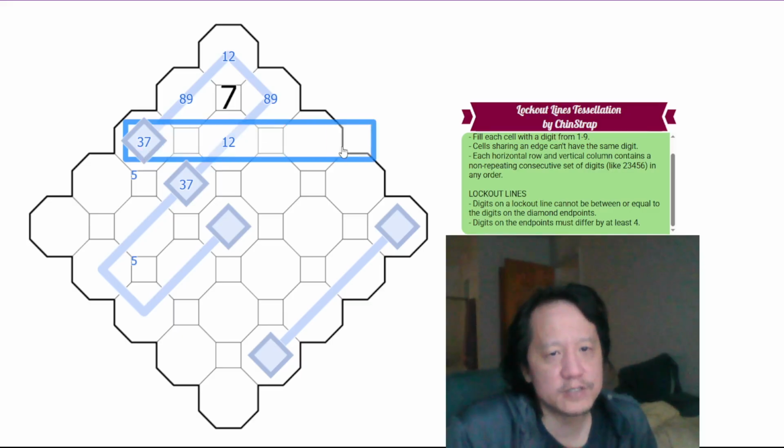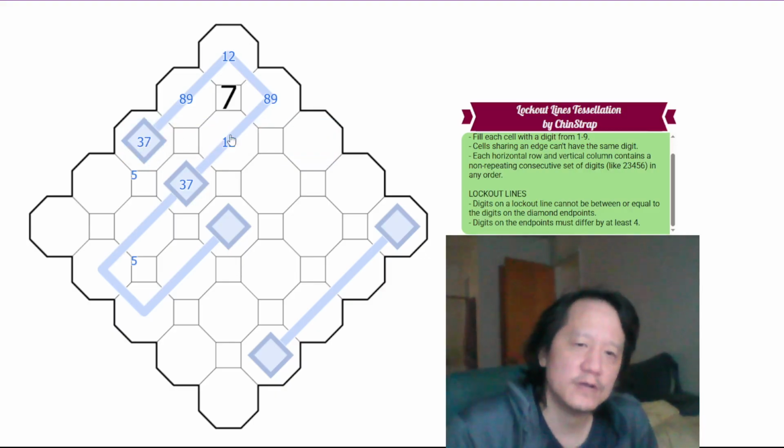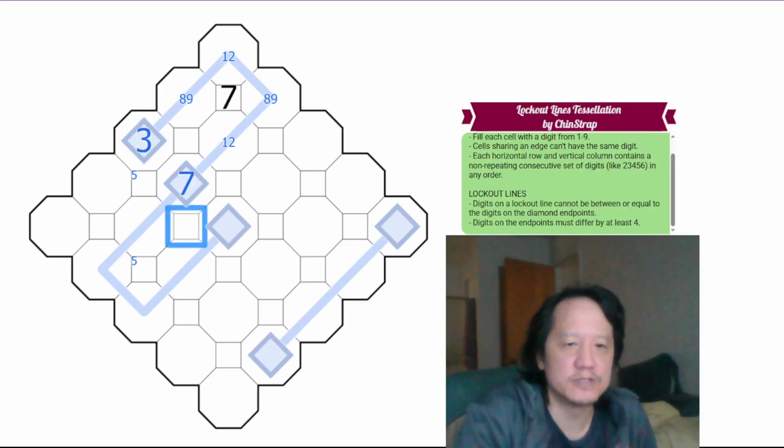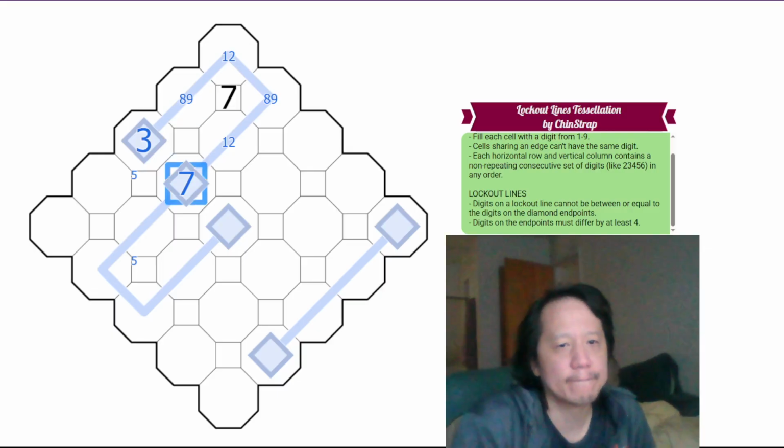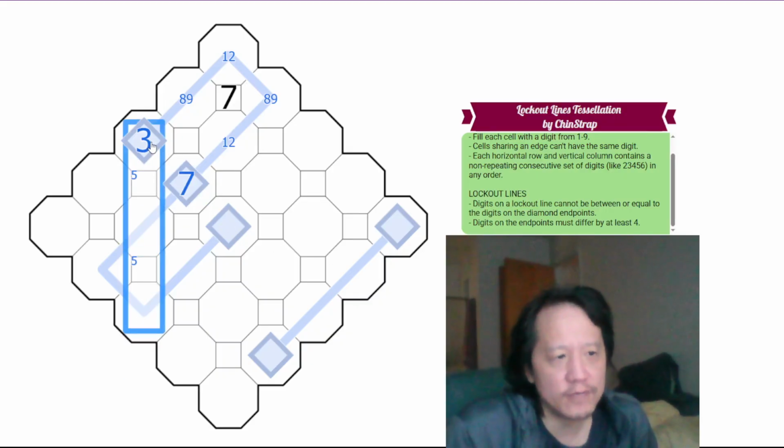So this must be 1 through... Ooh, it cannot be 7 here. If this is 7, you can't have a 5-length Renban with 1 and 2. So this must be 3, which forces this to be 7 here. Interesting. So this Renban's 1 through 5, or up to 3 through 7.